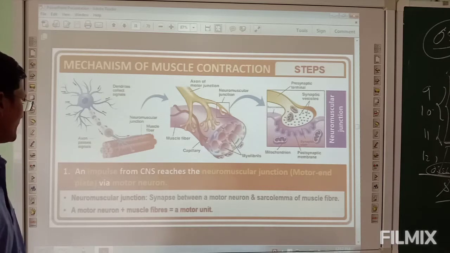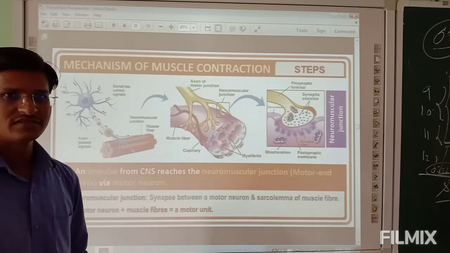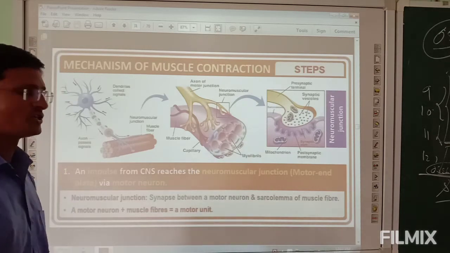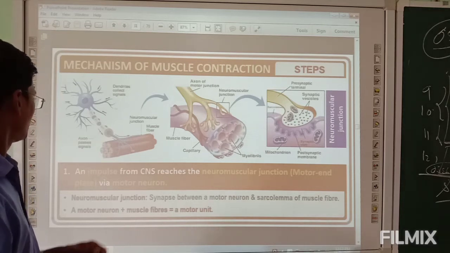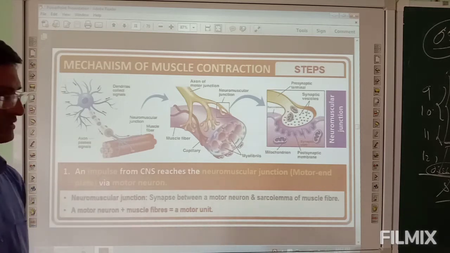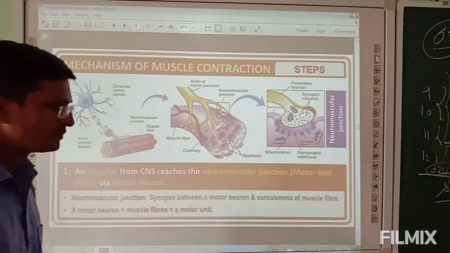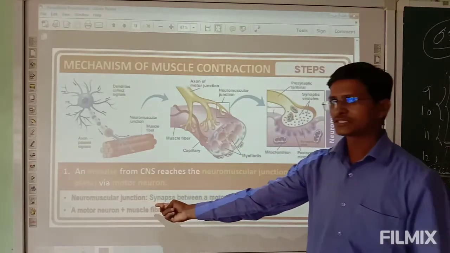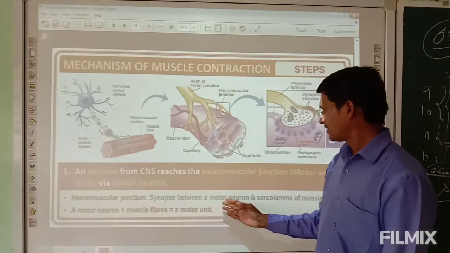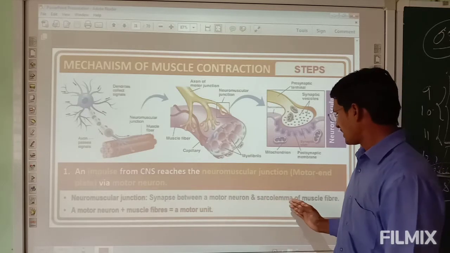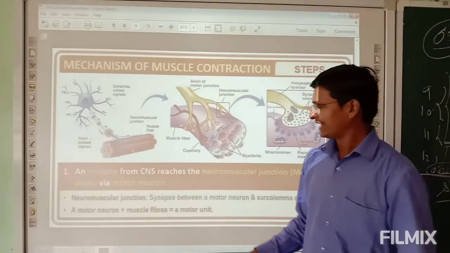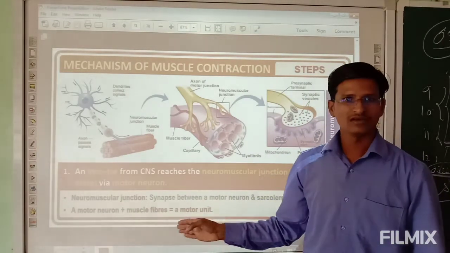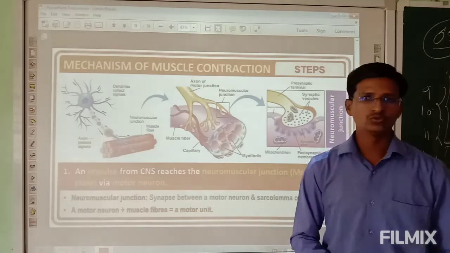The first step is an impulse from the CNS, that is our central nervous system, reaches the neuromuscular junction, the motor end plate, via motor neurons. The neuromuscular junction is the synapse between a motor neuron and the sarcolemma of a muscle fiber, and a motor neuron plus muscle fiber we consider a motor unit. So that we have to see.